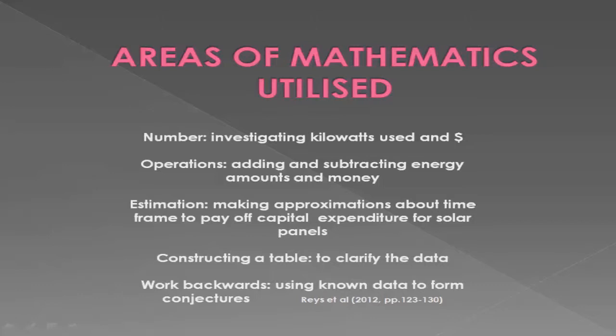Some of the areas of mathematics that might need to be explored which link to the problem include the use of concepts such as number, investigating the kilowatts used and the money; operation, adding and subtracting energy amounts and the money; estimation, making approximations about the time frame to pay off the capital expenditure for solar panels; constructing a table to clarify the data; and working backwards by using known data to form a clearer perspective.